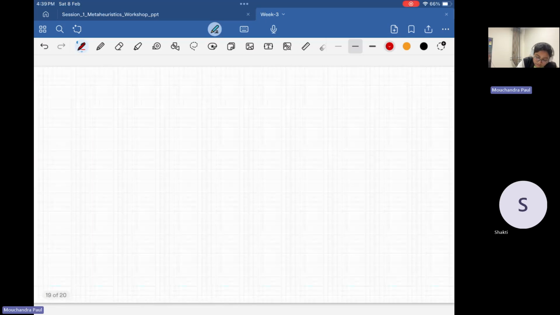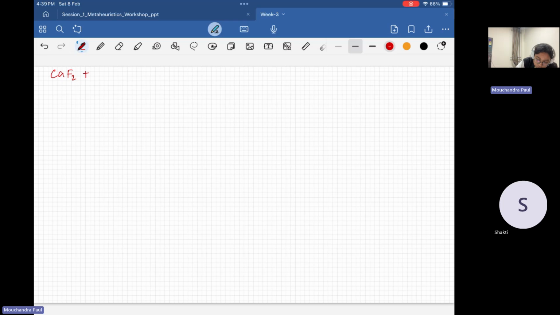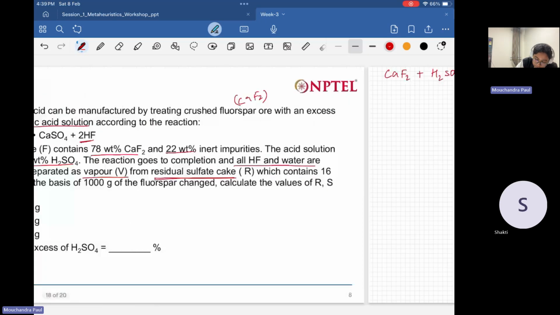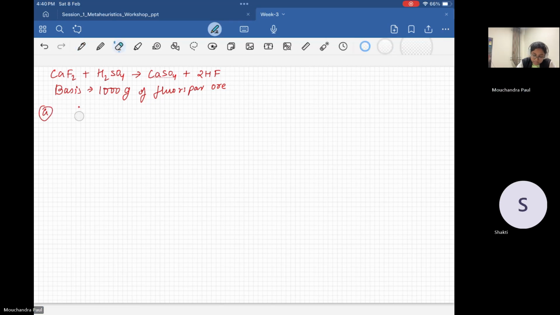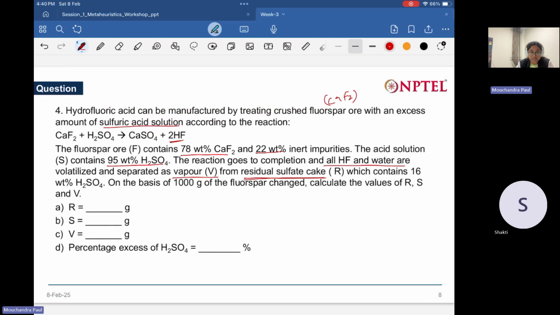So first let me write the reaction. Reaction is CaF2 plus H2SO4 gives CaSO4 plus 2HF. The basis that is given to us is 1000 grams of fluorspar ore. Now, let's calculate R, S, and V one by one. Okay. Part A, what is R? That is, what is the mass of the residual sulfate cake?